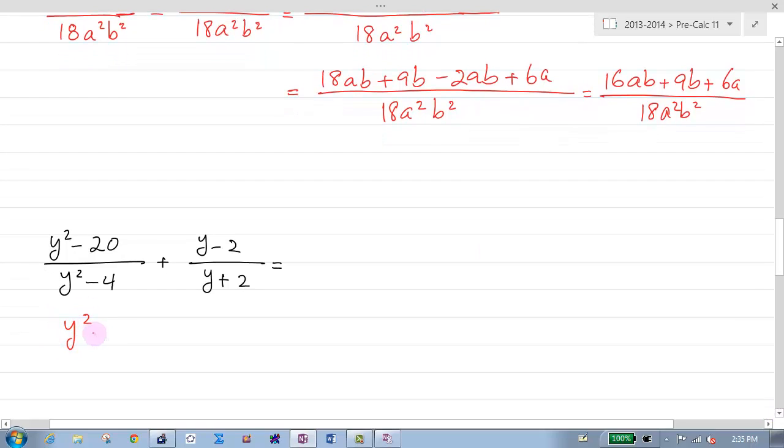Factor all the denominators. Y squared minus 20 is the numerator of the first fraction. In the denominator is y squared minus 4. It looks like a difference of squares, so I get y minus 2 times y plus 2. Now I'm going to look to cancel what's common between the numerator and the denominator.